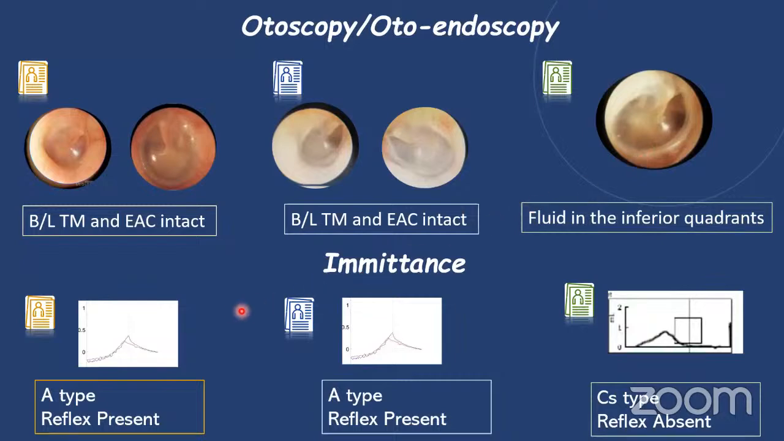Immittance was done. The first case and the second case both had bilaterally A-type tympanogram with reflexes present. In the second case, the left ear was normal. In the right ear, a CS-type tympanogram was obtained with reflex absent. So again, after looking at the case history, the otoscopic findings and the immittance findings, I'm sure everybody is going towards a direction of a particular diagnosis.